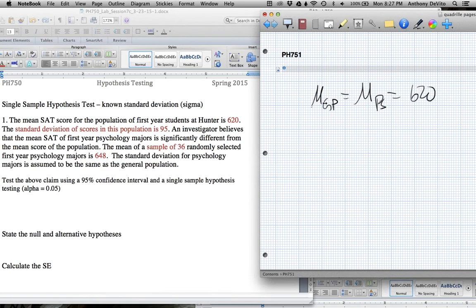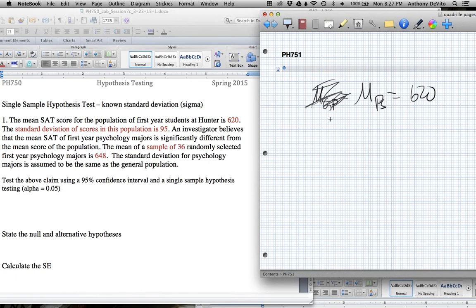I don't really need that. I just want the two means to be the same. So now I could also just describe that as the mean for psych majors is 620, since that's the mean for the general population. That's a little bit neater, I think. You could have done it either way, but that's a little bit neater.